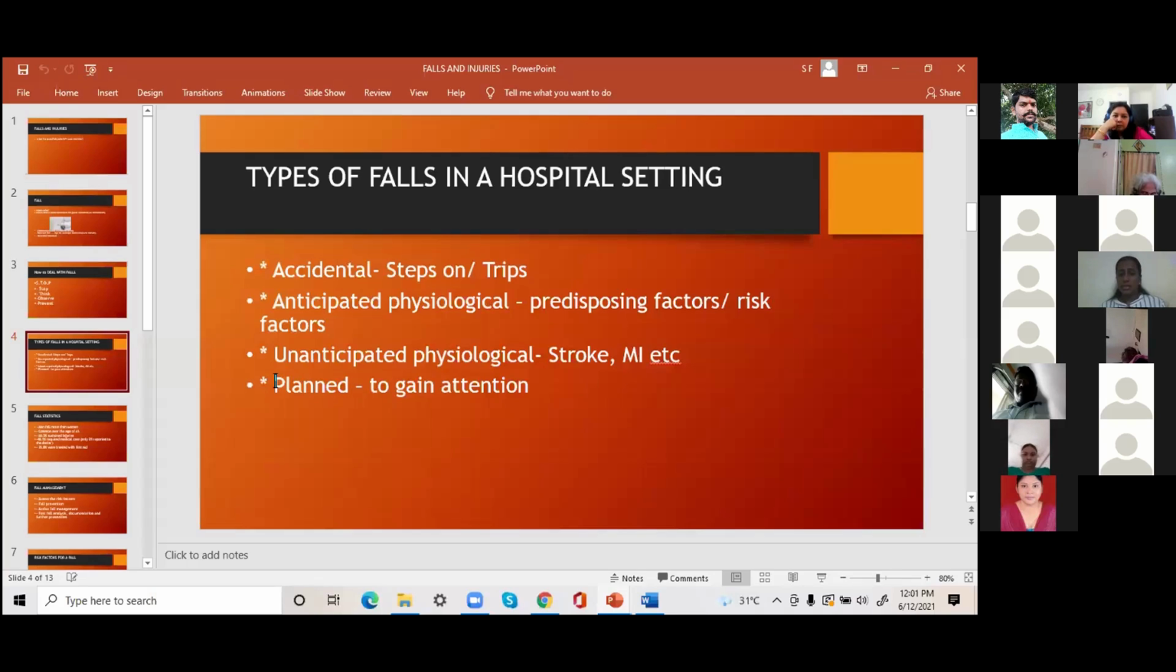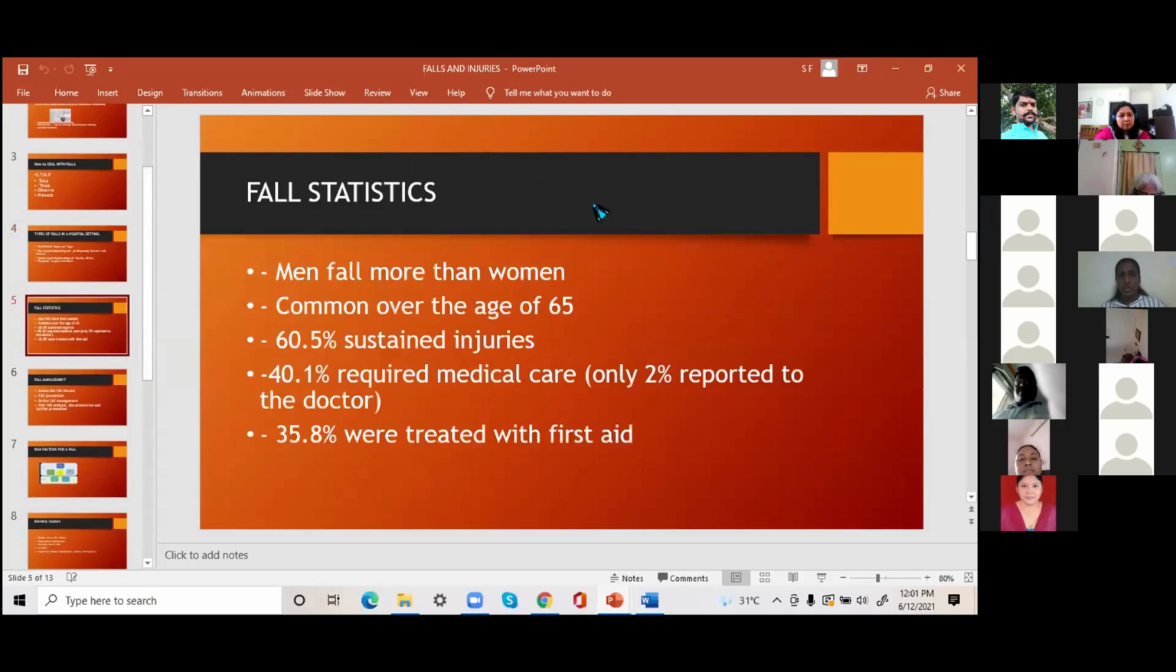And there's another category, the planned fall. The patient wants attention, and for some reason, people in the hospital or the healthcare setting are busy with their jobs, or even this can happen at home also. We might have encountered such situations. What does data say about falls?